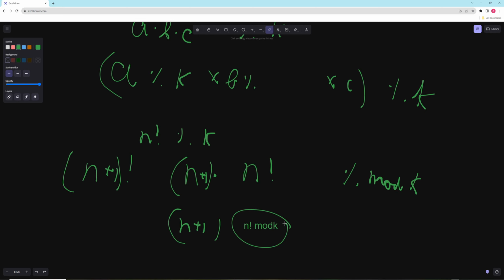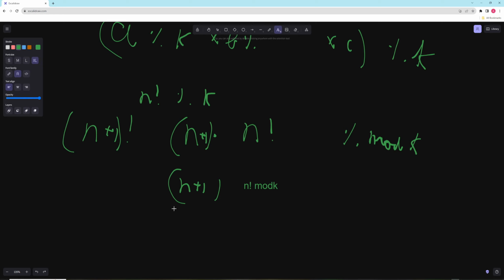So we're going to store n factorial mod k, then we're going to multiply by n plus 1, and then we're going to mod k again. So essentially our recursive function will be something like factorial of x equals factorial of x minus 1 times x mod k. And that's because you can mod by k before or after any multiplication, and you can mod any part of the multiplication by k. Like you can distribute it however you want because of this thing right here.